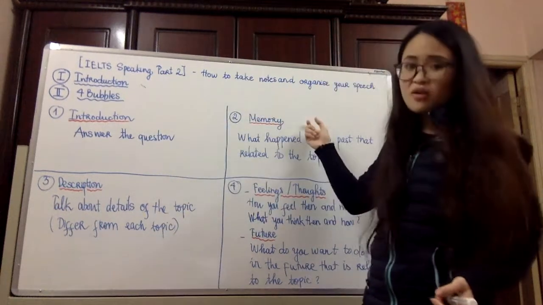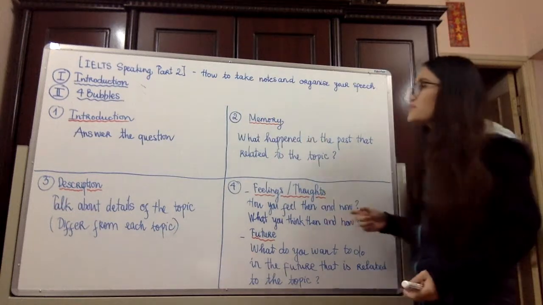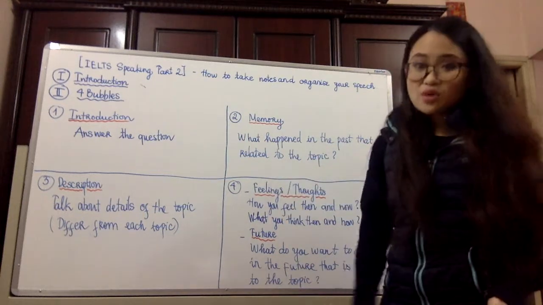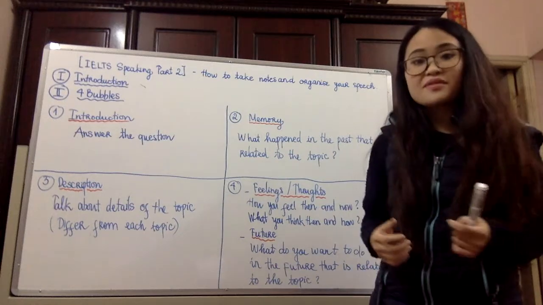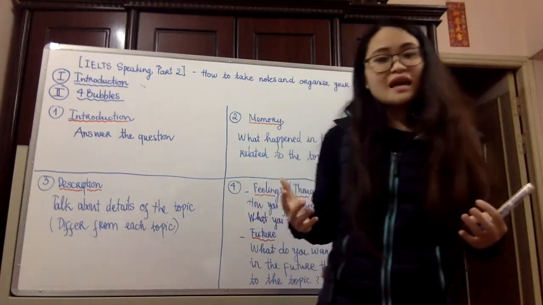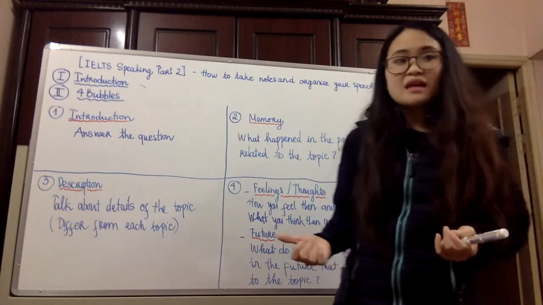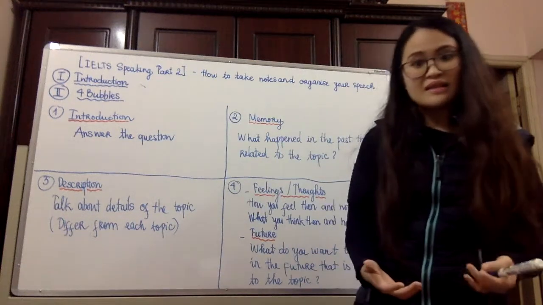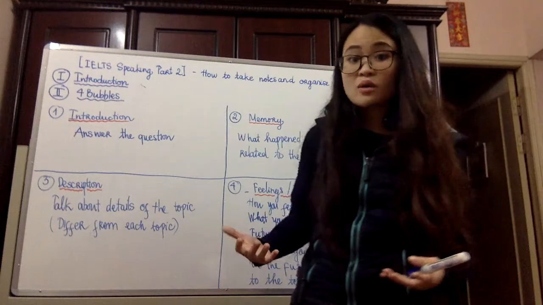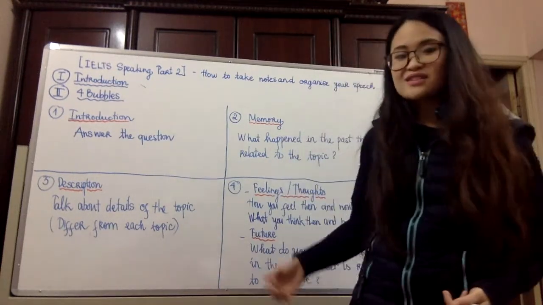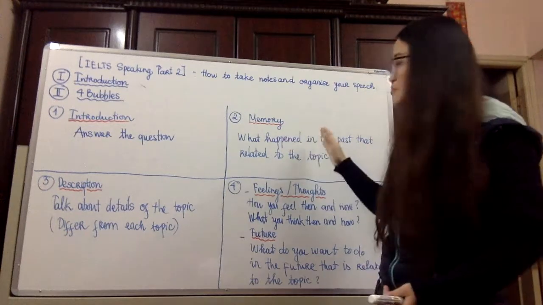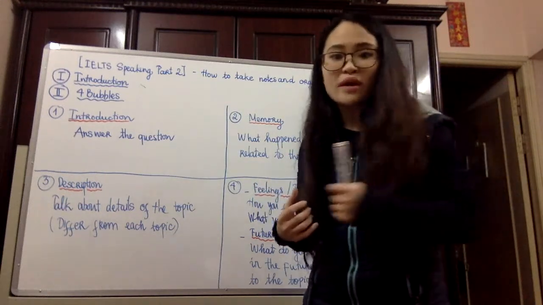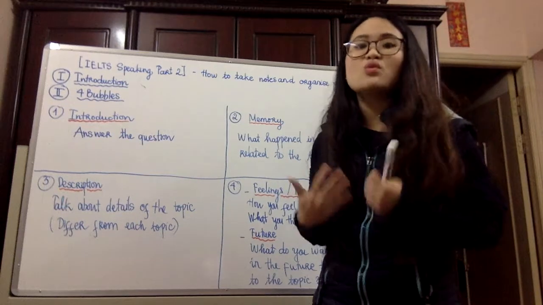In the second part, memory, you should state what happened in the past that is related to the topic. If it's about a book, it may be something that led you to know about the book, the circumstance in which you found it, or who recommended it to you. It's just something to lead in, to give the examiner more information about what you want to describe later.